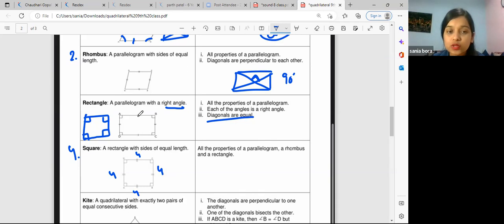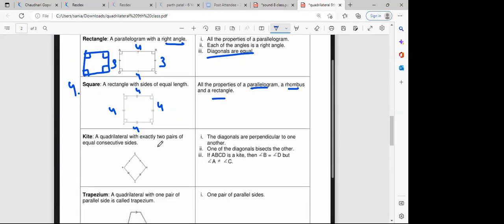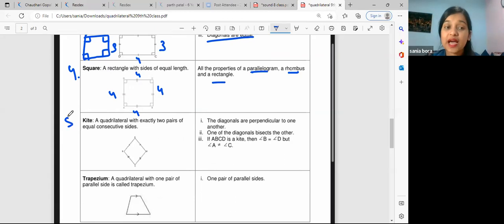Over here, these parallel sides are equal. If it is 4, it will also be 4. If it is 3, it will be 3, right? But in a square, all the sides are equal, right? So all the properties of parallelogram, rhombus and rectangle apply here. Clear? Okay. Now coming to next one, which is the fifth one, which is kite.